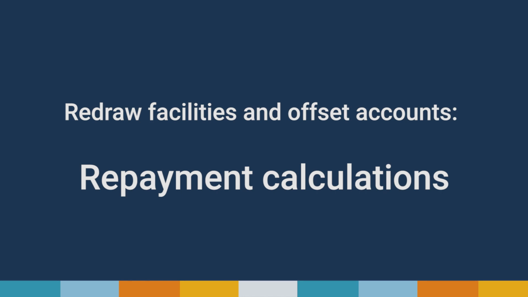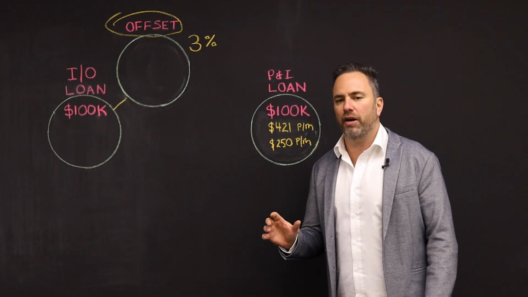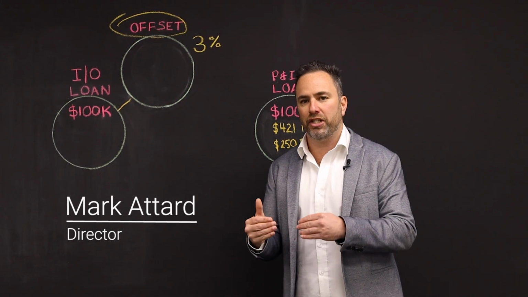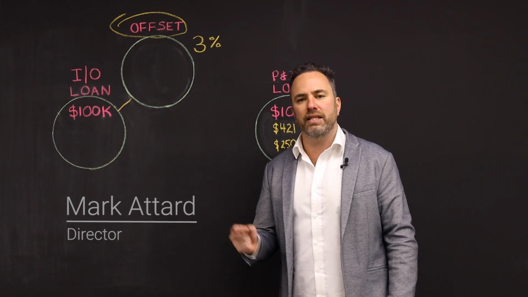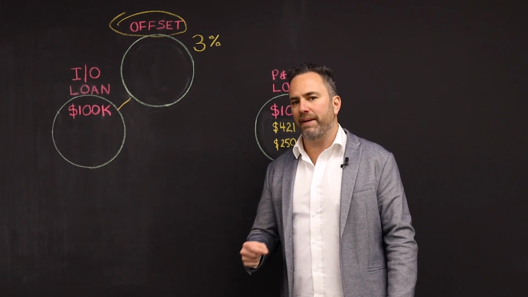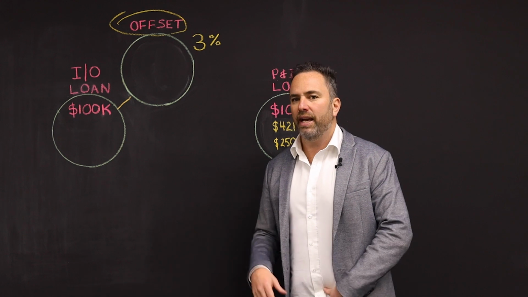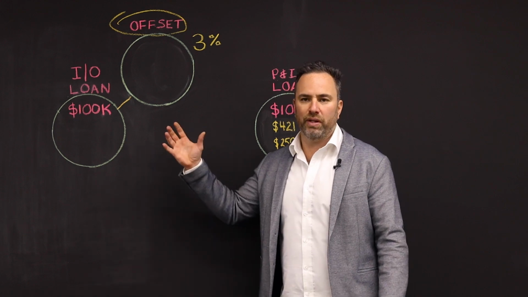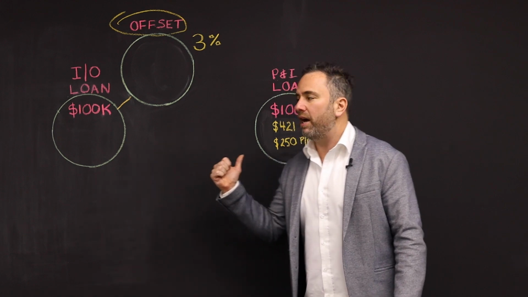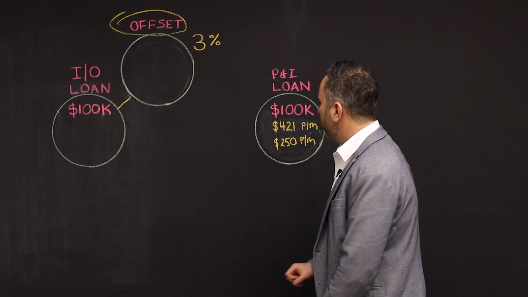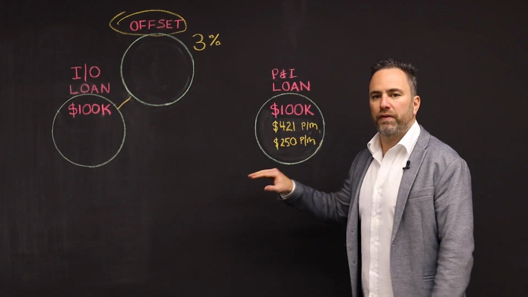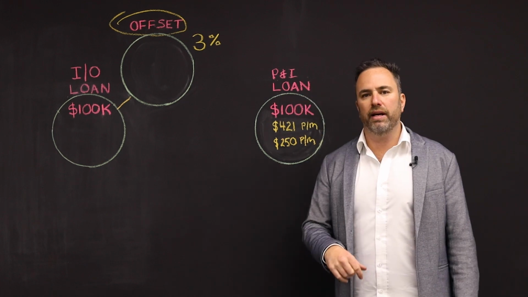So, offset versus redraw. What I want to explain in this video is how the repayments are actually calculated and how they can be different depending upon the repayment type that you're making, okay? And I'll use this same diagram, one loan with an offset account and one with the redraw facility to demonstrate the two.